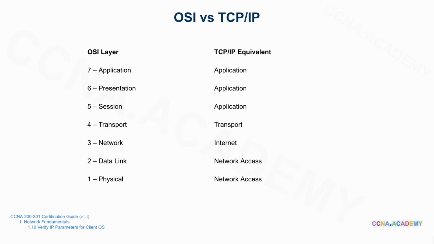The OSI model has 7 layers, while TCP/IP combines those into 4. The top 3 OSI layers, application, presentation, and session, are grouped into the TCP/IP application layer. Transport maps directly to transport, and the bottom 3, network, data link, and physical, fit into Internet and network access. So, OSI helps us understand concepts, while TCP/IP shows us how networks actually work.